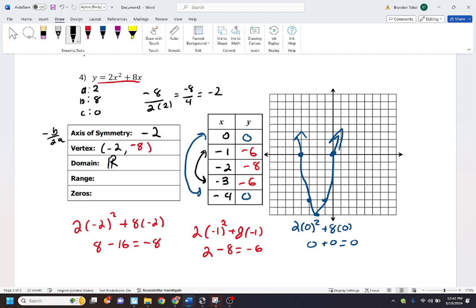Domain, free points, don't leave it on the ground. All reals. Range, y is greater than or equal to negative 8. The zeros is where it hits the x-axis, which is negative 4 and 0, and there are 2 of them. And the y-intercept is where it hits the y-axis. Incidentally, it's also 0.